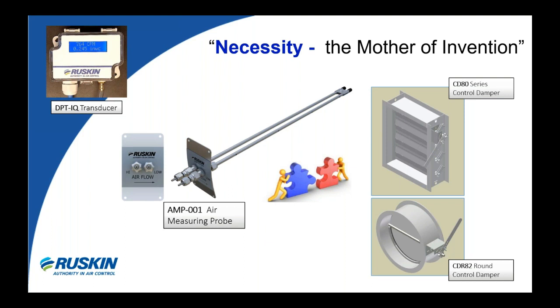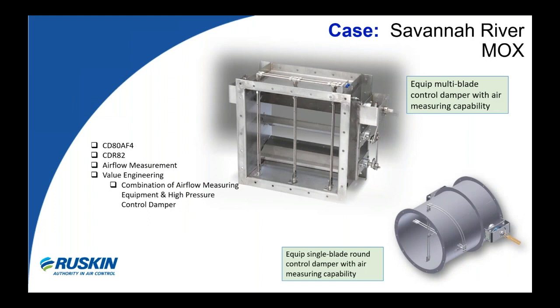The regional Ruskin representative, Hoffman & Hoffman, worked closely with their customer to gain approval for these products, which will allow the customer to both measure and manually balance the airflow with one totally contained assembly.